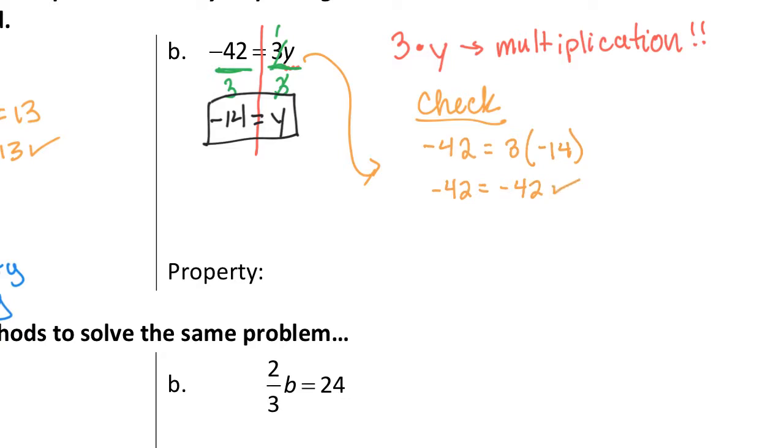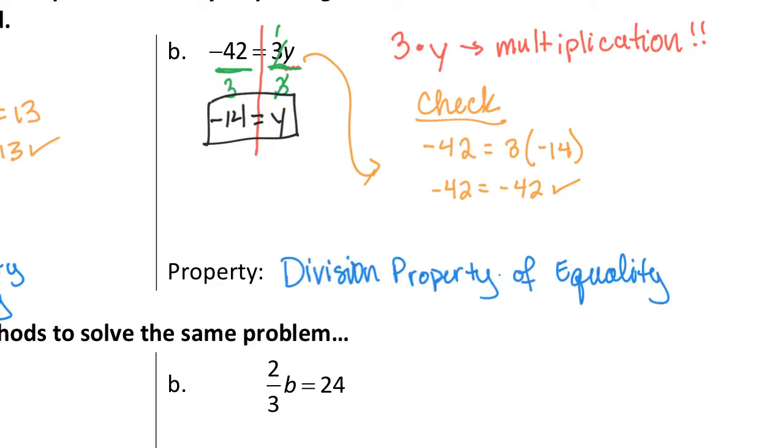Now you might be asking yourself, why are we doing this check? It seems obvious. Later on, we're going to do more complicated problems where a check will become important. And the final thing, I didn't do it earlier this time. What was the very first property we used? So the very first property was way back here, and you can see what I did. I divided by the 3. So I used the division property of equality.